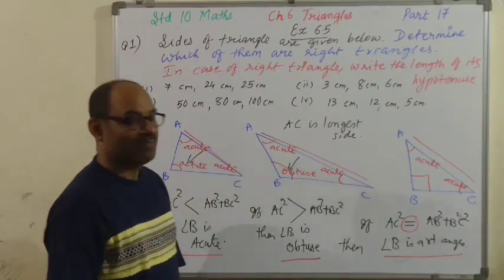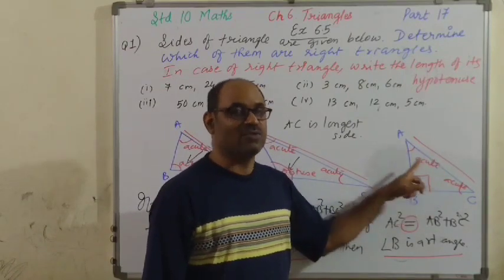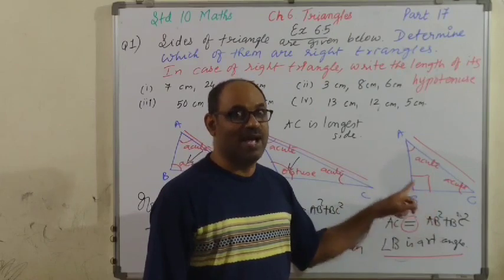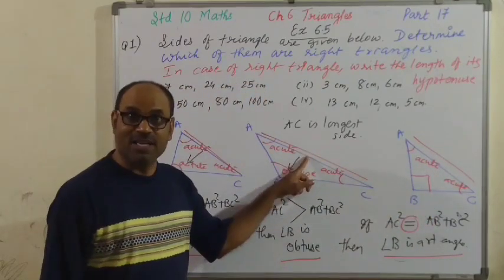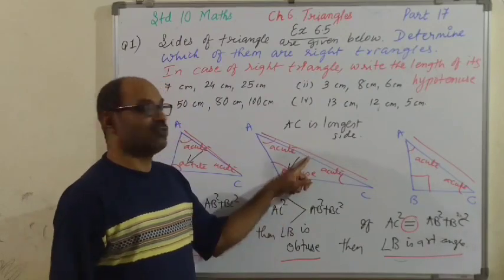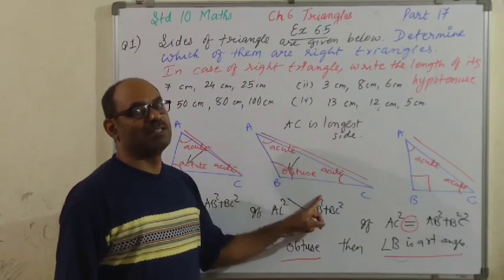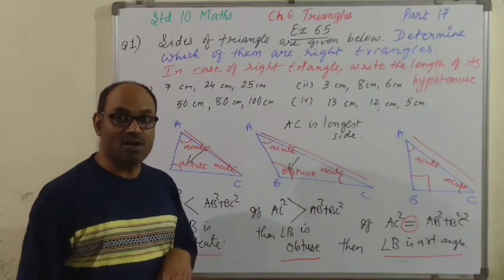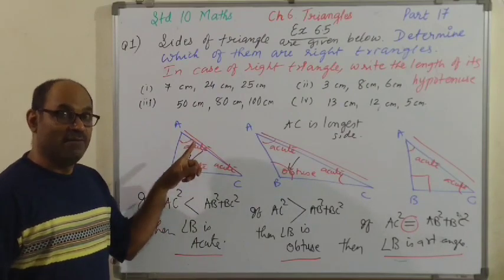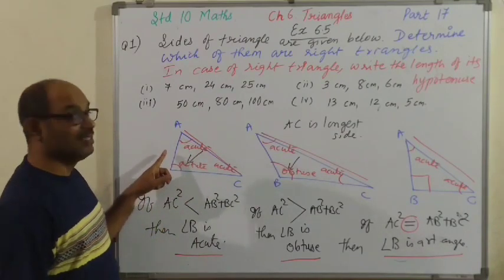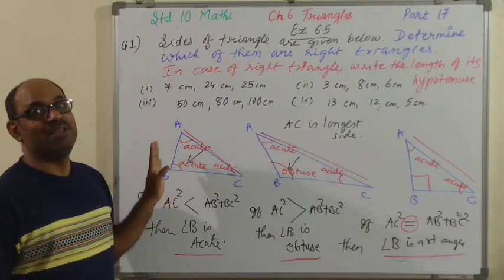So remember, AC is the longest side. If AC square is equal to AB square plus BC square, then angle B is a right angle. AC is the longest side, and if AC square is greater than AB square plus BC square, then angle B is obtuse. AC is the longest side in triangle ABC, and if AC square is less than AB square plus BC square, then angle B is an acute angle.